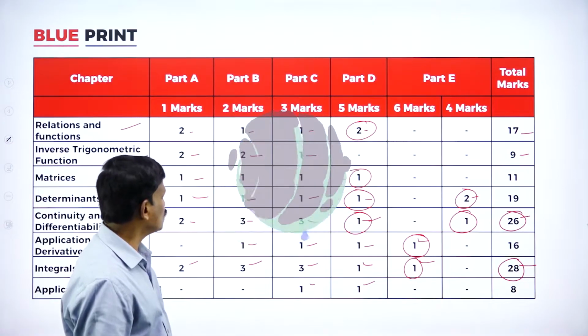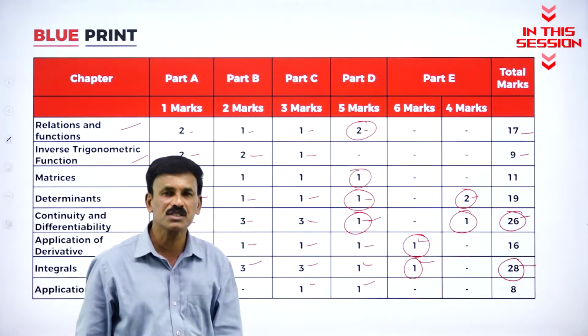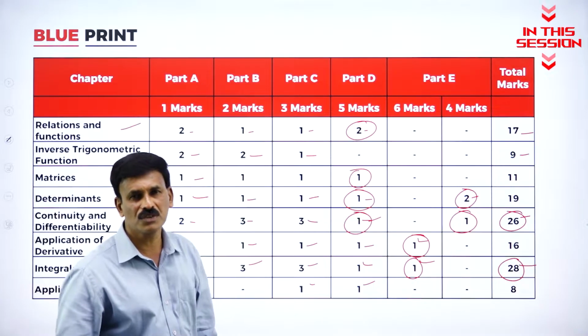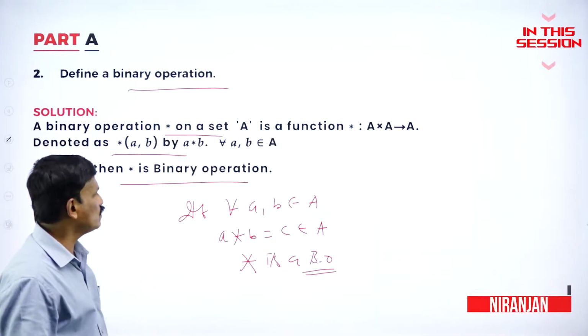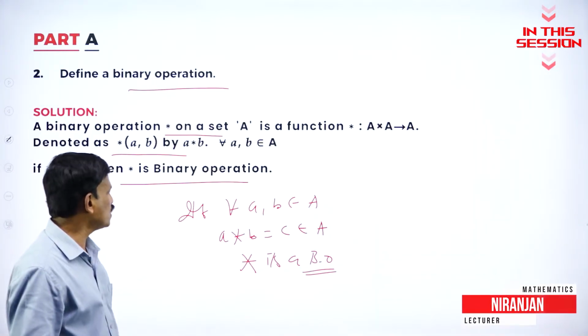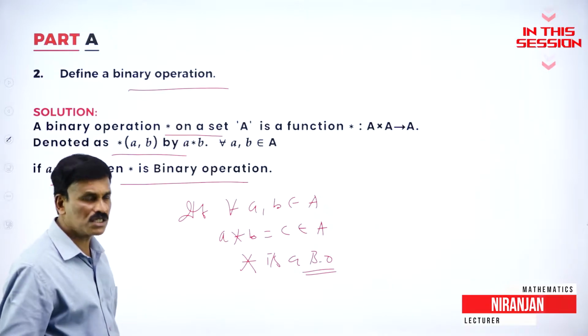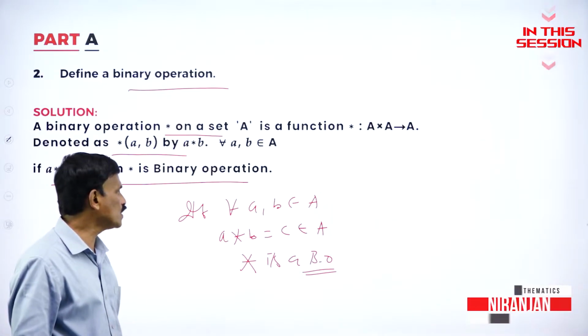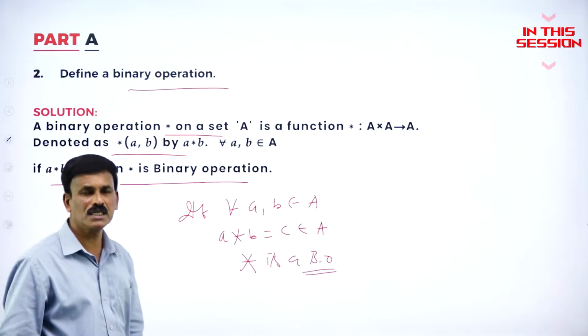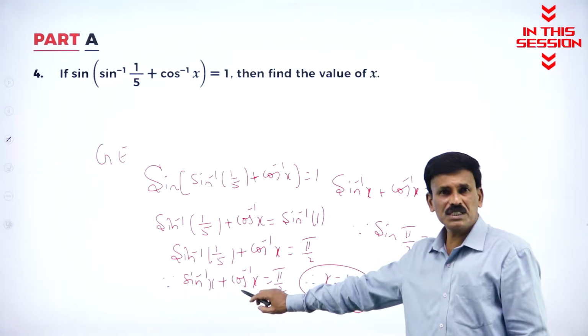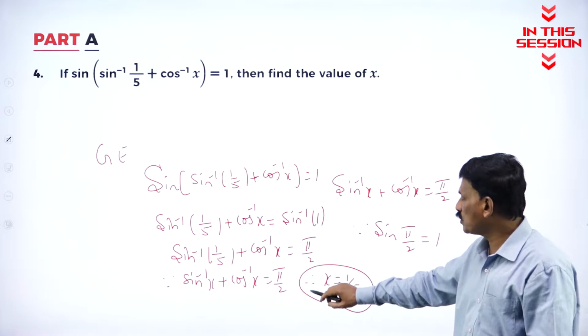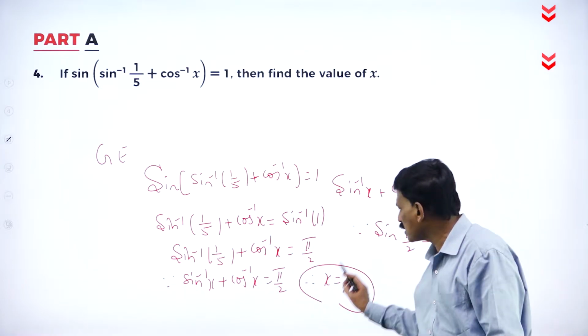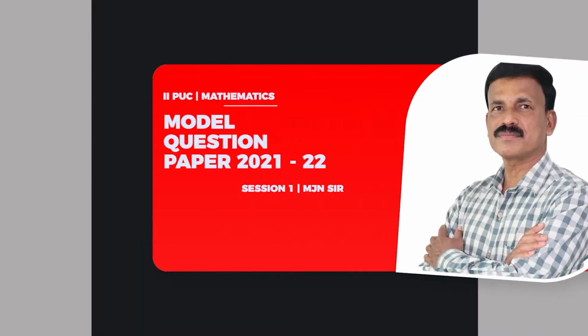Whereas in 3 marks question, we will get a simple question, that is also finding the area of a given curve. If for all a, b belongs to the set A, if A star b is equal to C, which also belongs to the set A, then star is called a binary operation. If sin inverse x plus cos inverse x is equal to 5 by 2, therefore the value of x is also equal to 1 by 5. That's it.